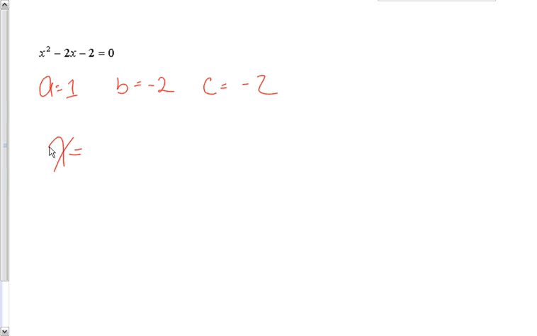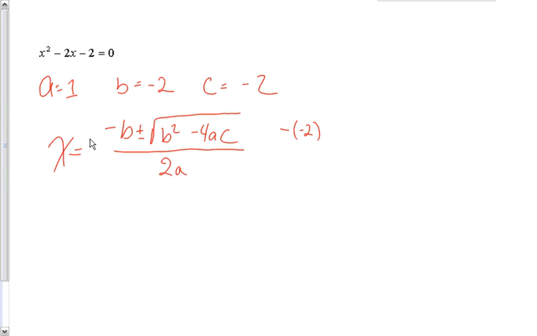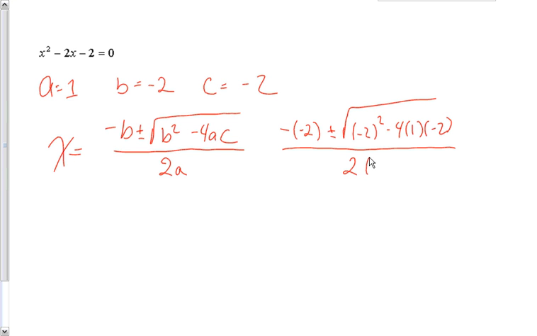I always write down the formula: negative b plus or minus the square root of b squared minus 4 times a times c, all over 2a. Yeah, it's kind of weird. Plug in. Use parentheses to help you because it's the negative of negative 2. See how it's b and the negative of it? Plus or minus the square root of negative 2 squared minus 4 times a, which is the 1, and the c, which is negative 2, all over 2 times 1.